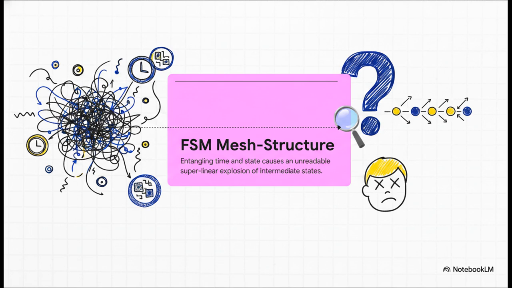You know the drill with conventional finite state machines. Time and state, they are completely, hopelessly entangled. A single state in a typical FSM diagram is trying to represent two different things at the exact same time. It's saying the system is in this specific configuration and the system is at this specific point in time. And because these two entirely different concepts are glued together, your states just multiply. They create this massive cognitive bottleneck that grows super linearly.